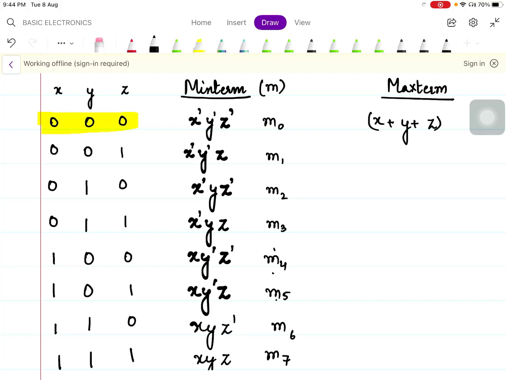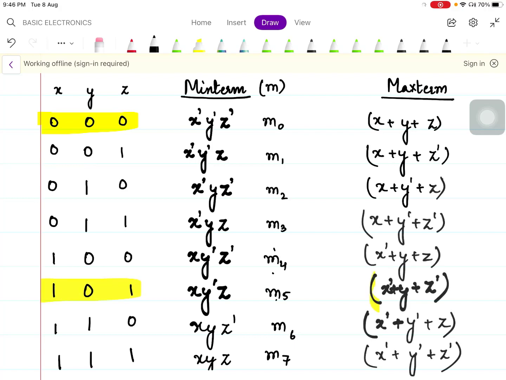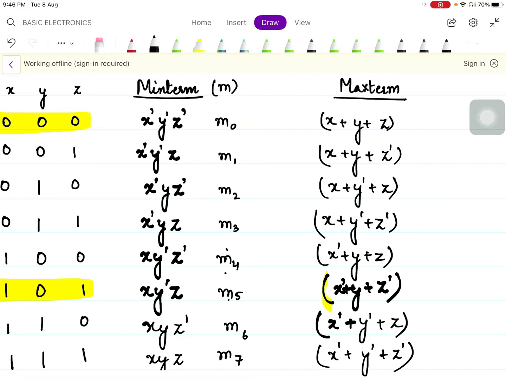Then for another combination, as x is 0, so x, y is also 0, so y, but z is 1, so it will be z bar. So in the case of max term, 0 is the true form, 1 is the complement form. In a similar manner, let's write it for all the possible combinations. So these are the max terms, and the way to denote the max terms is by capital M. So they will range like M0, M1, M2, so these are the max terms.